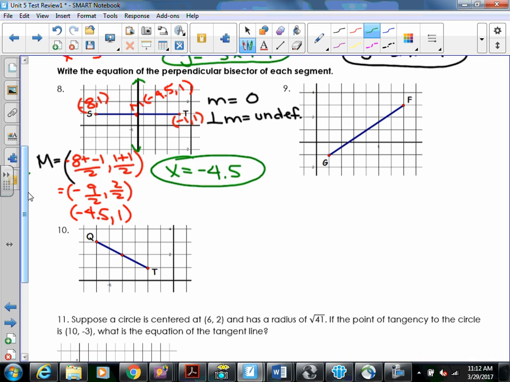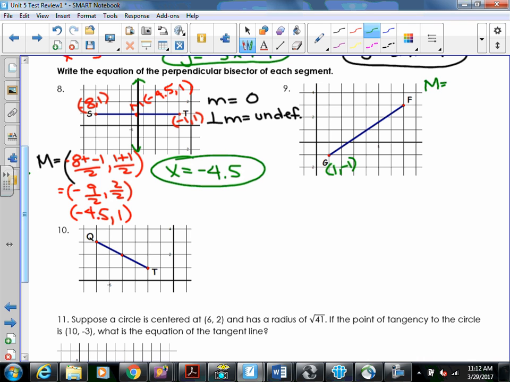Okay, so here, we need 2 things. We need the slope, and we need the point that it's supposed to go through. If I'm making a perpendicular bisector, then I know that the new line has to go through the midpoint. So I need the coordinate for the midpoint here. Let's go ahead and find the midpoint. We need the coordinate for point G and F. What is the coordinate for G? 1, -1. That's the coordinate for G.